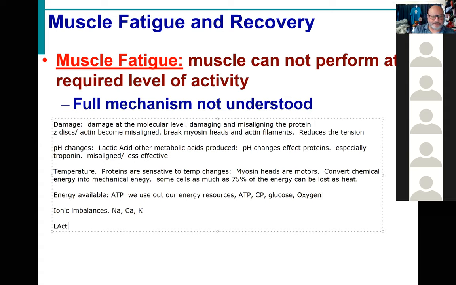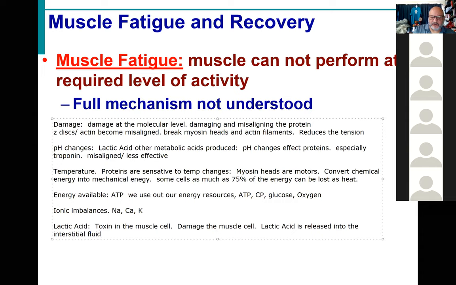Let's go back to lactic acid. As we mentioned, lactic acid is a toxin in the muscle cell. Yes, it changes the pH, but it's also a toxin, and that toxin can damage the muscle cell. Of course, if it's damaging to the muscle cell, does the muscle cell necessarily want it inside of the muscle cell? No. So one of the things that happens as we gain lactic acid is that lactic acid is released into the blood, interstitial fluid. But from the interstitial fluid, it then ends up in the blood. And once it's in the blood, the goal is to get it to the liver or the kidneys so we can get it out of the body or break it down or do something like that.